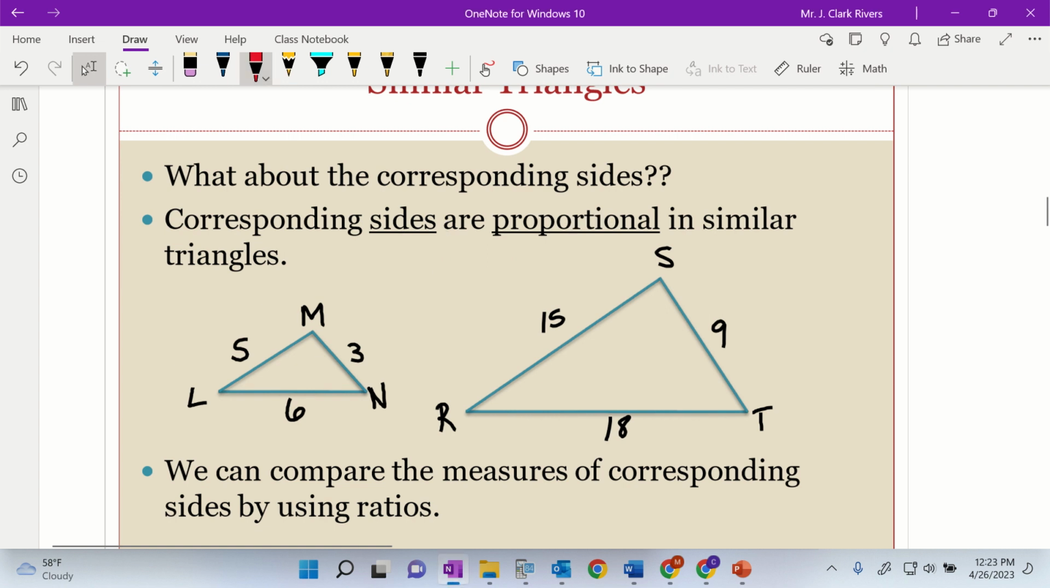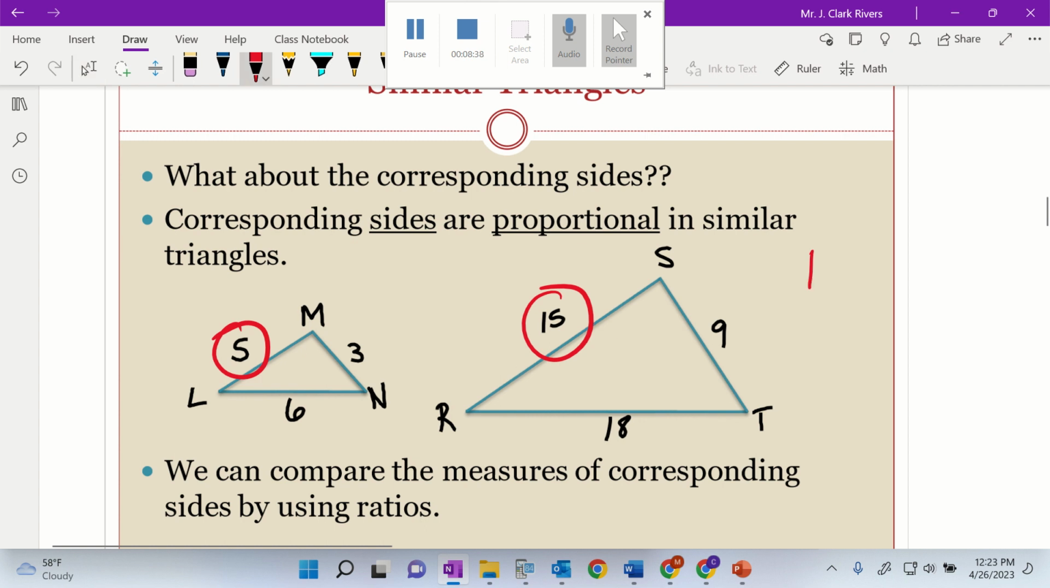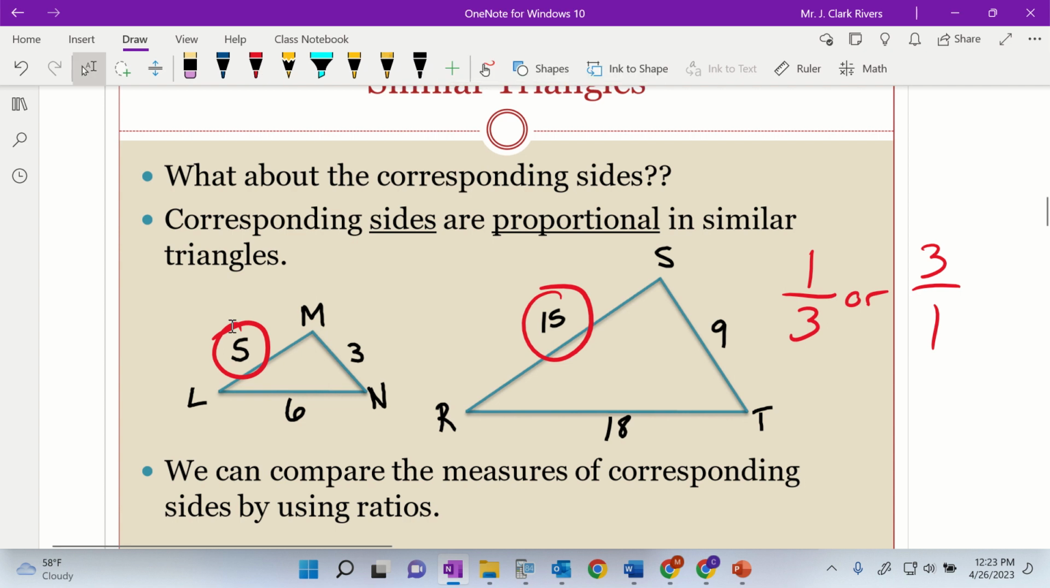So take a look at this figure. We have ML with a length of 5. We have SR with a length of 15. What is the similarity ratio here? All right, you could divide by 3, which would say 1 to 3. So you could say 1 to 3. Or you could say what? 3 to 1, right? You could multiply by 3. 5 times 3 is 15. 15 divided by 3 is 5.